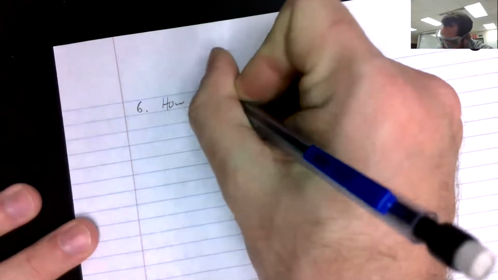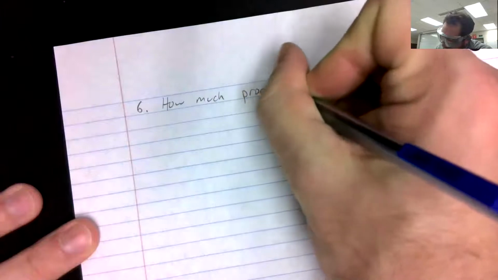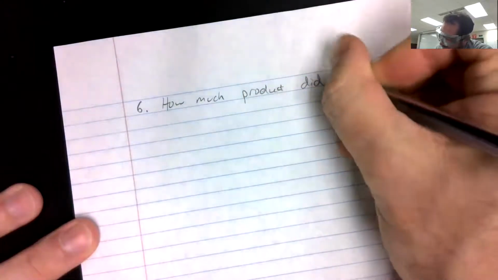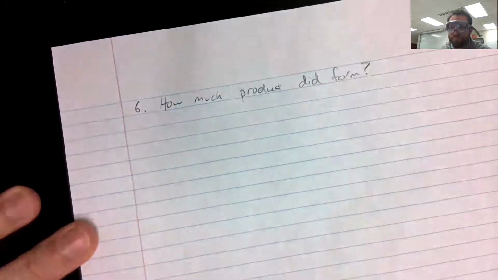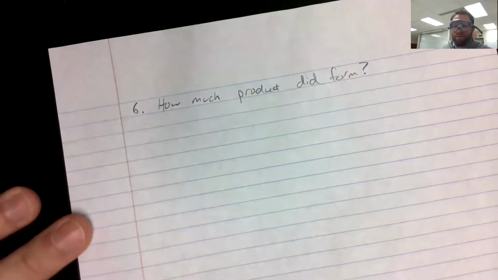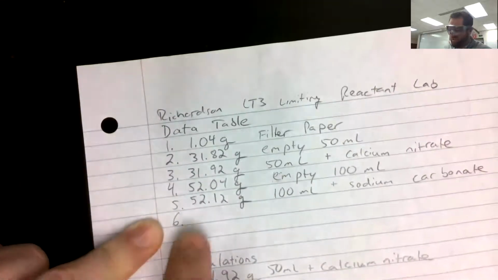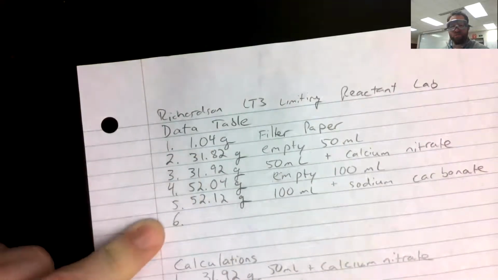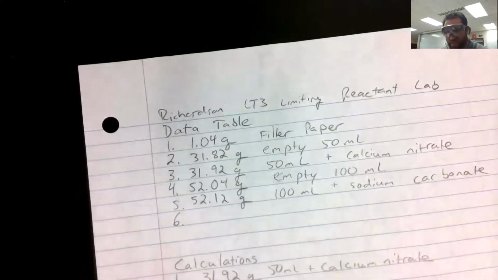The first question we'll ask is how much product did form. Of course, we'll figure that out on Monday. How much did we actually get? We'll re-mass that now dry filter paper, and that'll be data point number 6. Using that, we can subtract out the mass of the dry filter paper and figure out how much product is in the filter paper. And finally, question 7 is a what is the percent yield question.